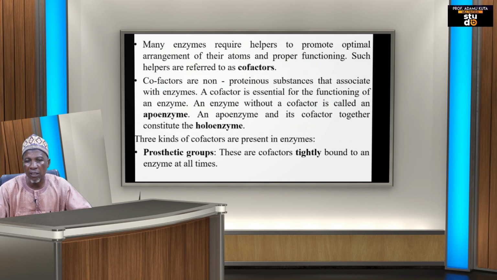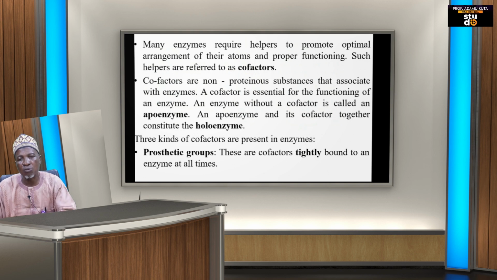An enzyme without a cofactor is called an apoenzyme. When a cofactor comes together with it to make an active enzyme, it's known as a holoenzyme. So an apoenzyme plus its cofactor is referred to as a holoenzyme. We have three kinds of cofactors.